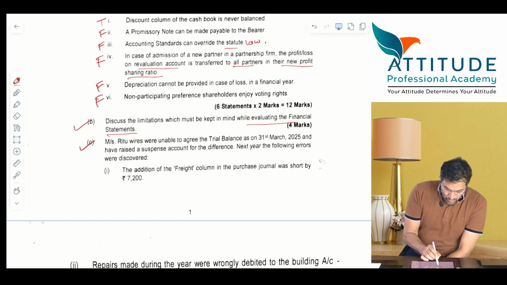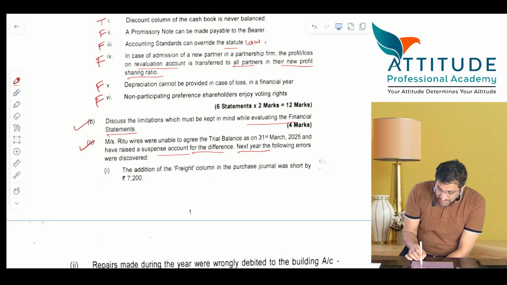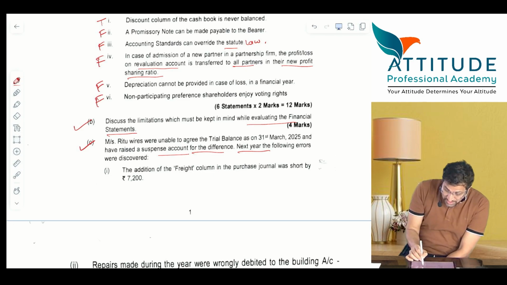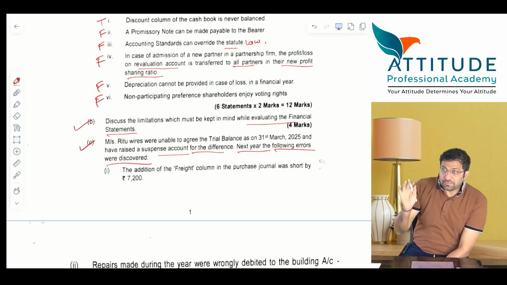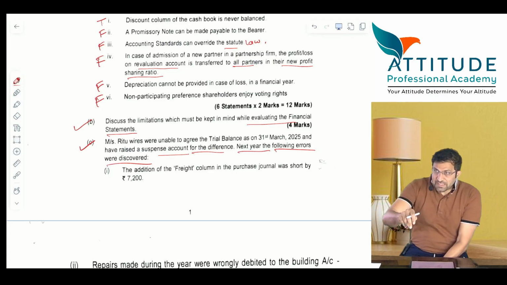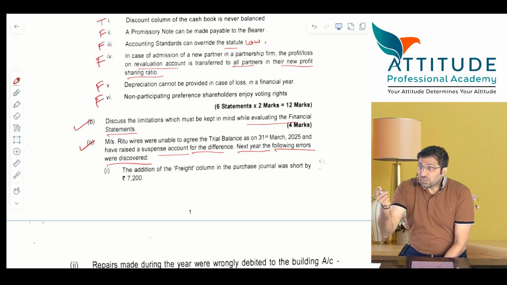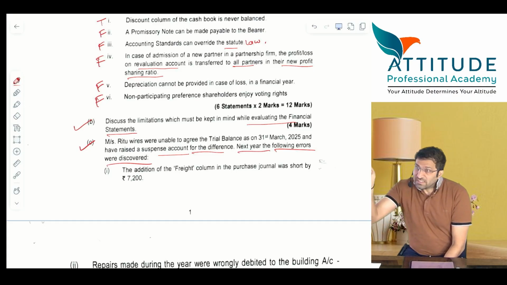Ritu, wires were unable to agree the trial balance on 31st March 2025, have raised a suspense account for the difference. Suspense account is there. Next year, the following errors were discovered. So difference is put in suspense account, but the rectification is done this year after preparing trial balance or after preparing final accounts. So stage 1, stage 2 or stage 3? Stage 3, very good.